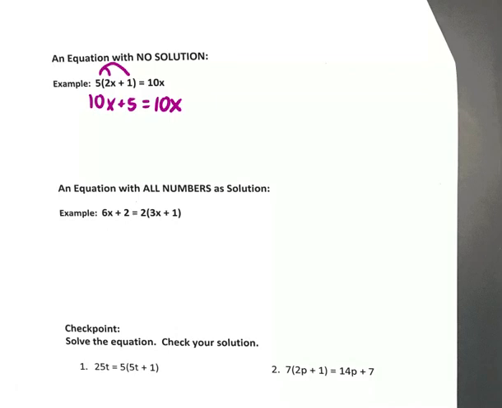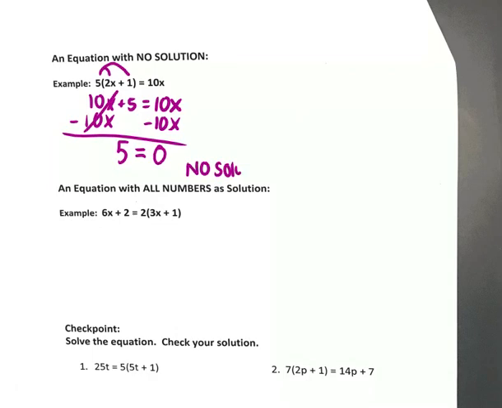But let's say you didn't recognize it right there. You would probably keep going and say, I'm going to try and get my variables to the same side. So I would subtract my 10x and subtract my 10x on this side, because that's 0. We're left with 5. But on the other side, 10x minus 10x is also 0. Our variables completely disappeared, and we're left with this untrue statement.